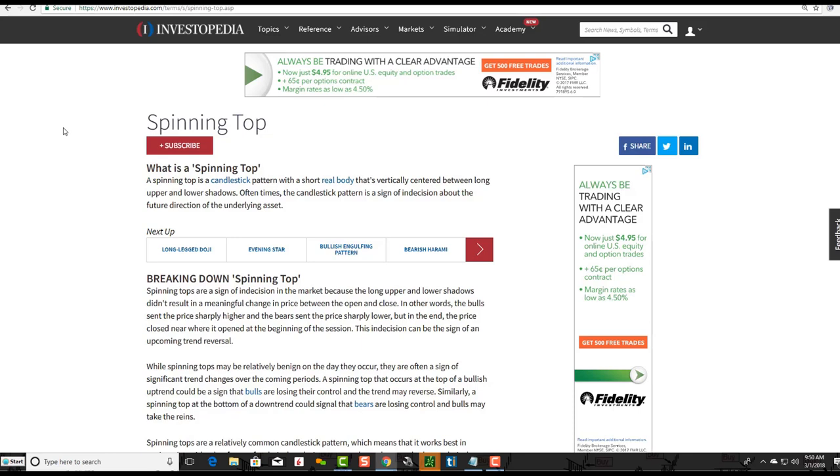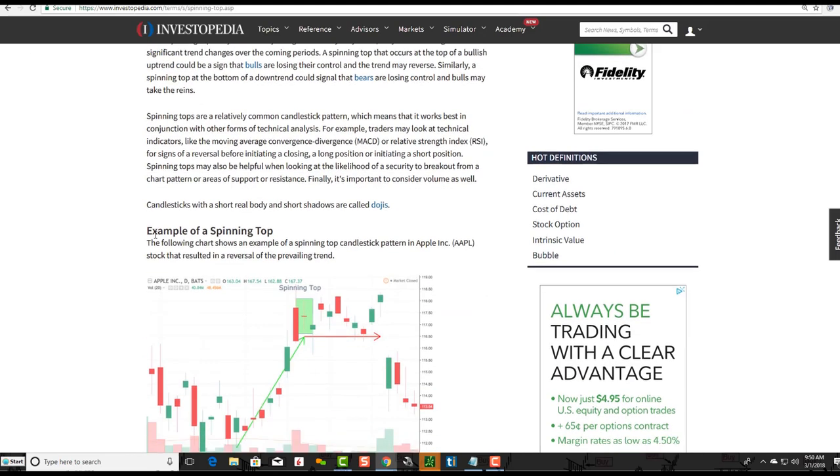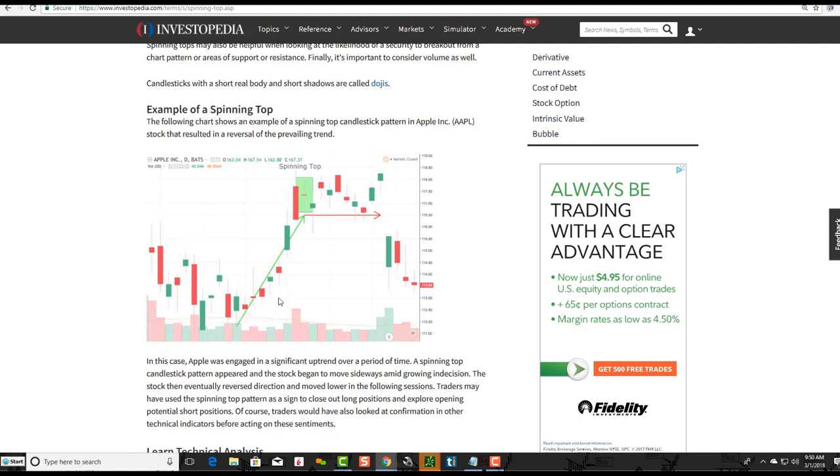You'll see spinning tops literally on pretty much any stock that you pull up. They're everywhere. So they're kind of signs of indecision or potential reversal. So you can see down here in Apple, lots of spinning tops everywhere. Some of these spinning tops look like other patterns too. A spinning top could look like a doji, it could look like a hammer or a hanging man.